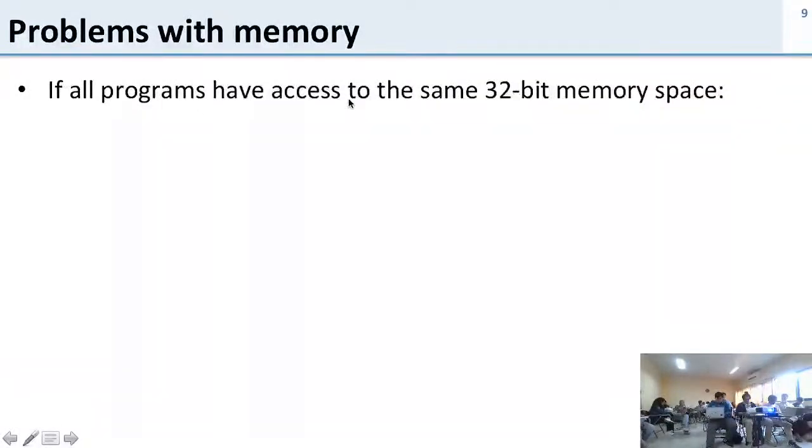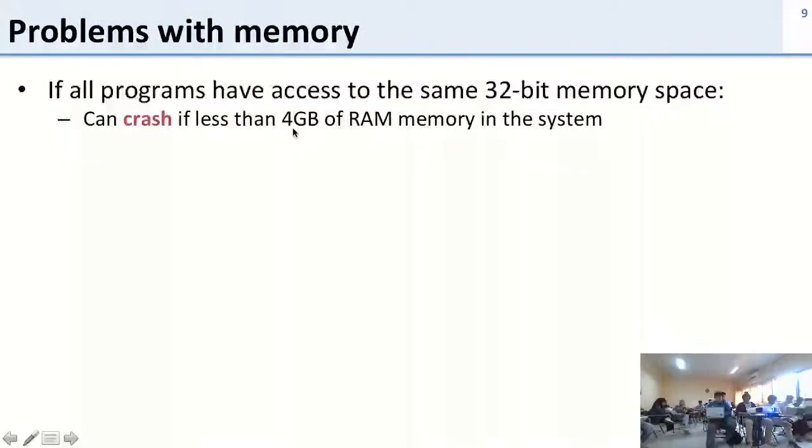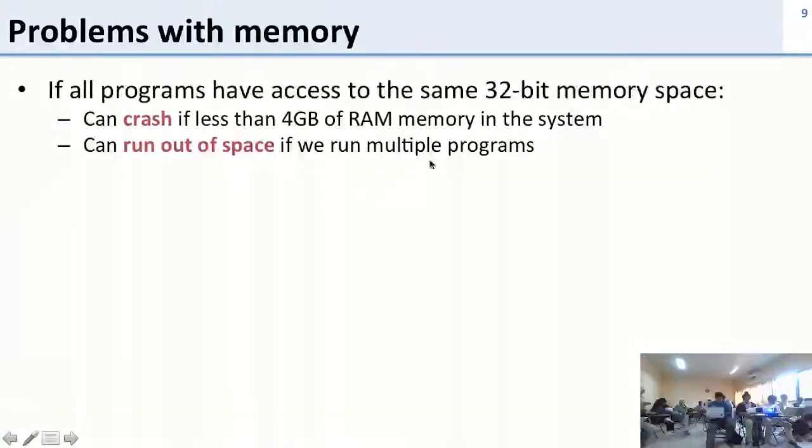So what were the problems with memory we looked at? We saw that if all of the programs have access to the same 32-bit memory space, they can crash if we don't have 4 gigabytes of memory installed, because 32-bit addresses promise 4 gigabytes. They can run out of space if we run multiple programs, because we get these holes in our memory. And we can corrupt each other's data. If they both write to the same address, they corrupt what's in that address.